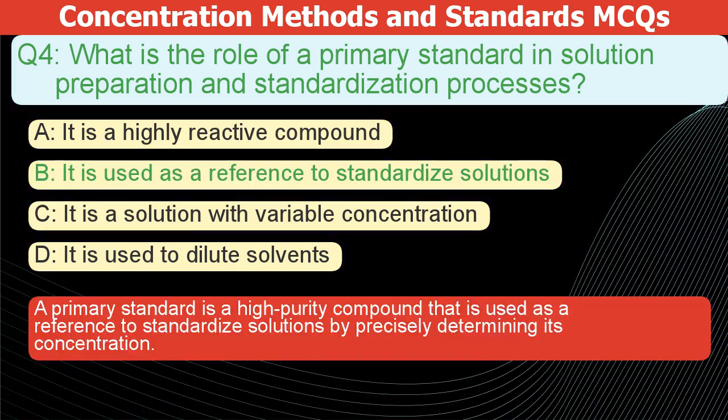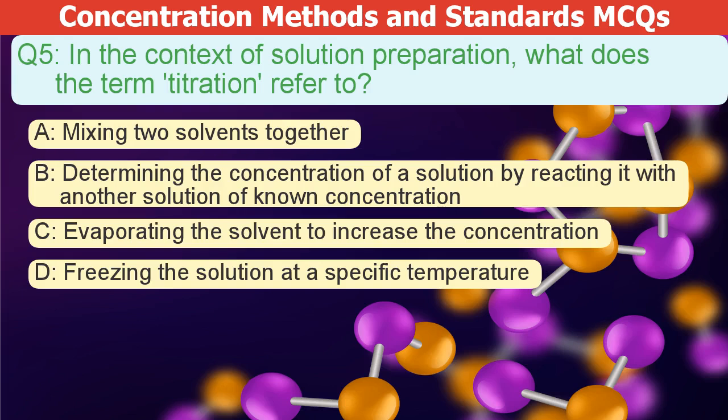The correct answer is B. A primary standard is a high-purity compound that is used as a reference to standardize solutions by precisely determining its concentration. In the context of solution preparation, what does the term titration refer to?